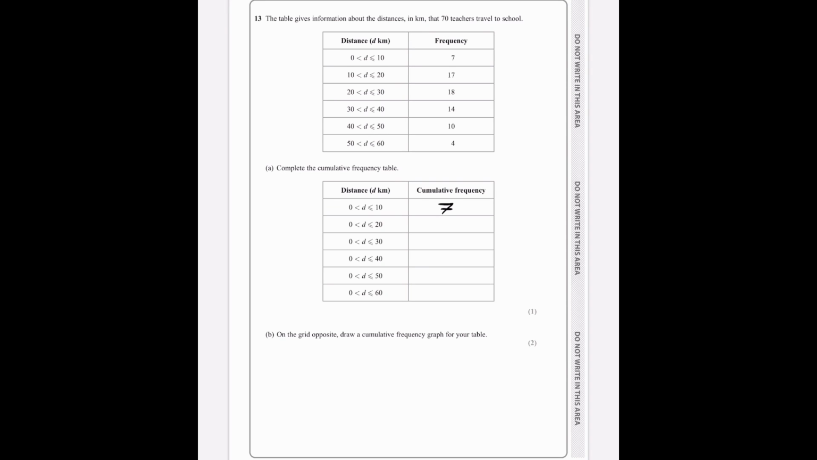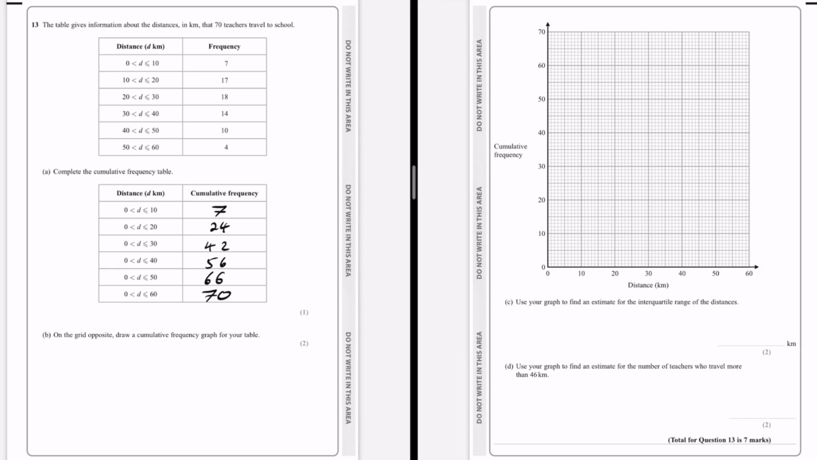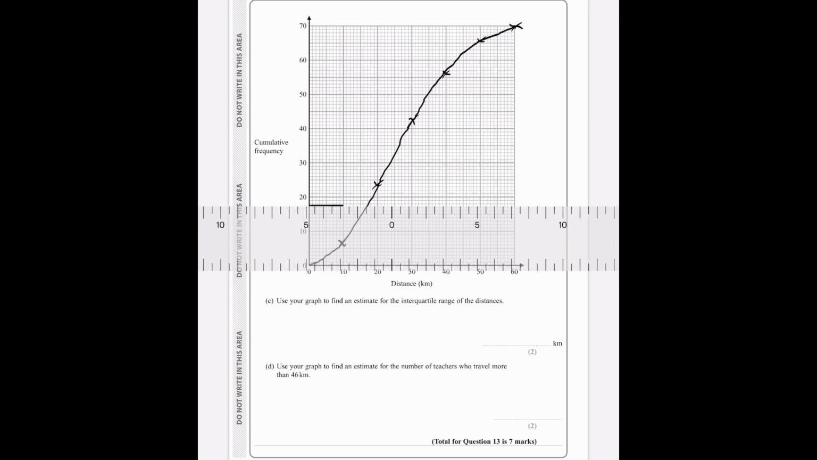Question 13, cumulative frequencies. Fairly straightforward, just add the next frequency to the total so far, 7, 24, 42, 56, 66 and 70. And then we'll plot those on a graph, remembering to plot at the end points of each of the class intervals. You can see on the screen now where they go. And then draw a line through all of your points, being careful not to miss them by more than half a little square. Not great, but one of my better ones nevertheless.